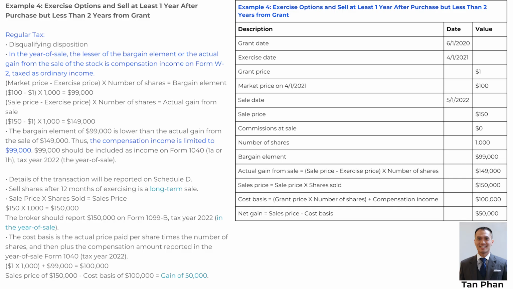Tax year 2022, the year of sale. The cost basis is the actual price paid per share times the number of shares, plus the compensation amount reported in the year of sale on Form 1040, tax year 2022. $1 times 1,000 plus $99,000 equals $100,000. Sale price of $150,000 minus cost basis of $100,000 equals a gain of $50,000.